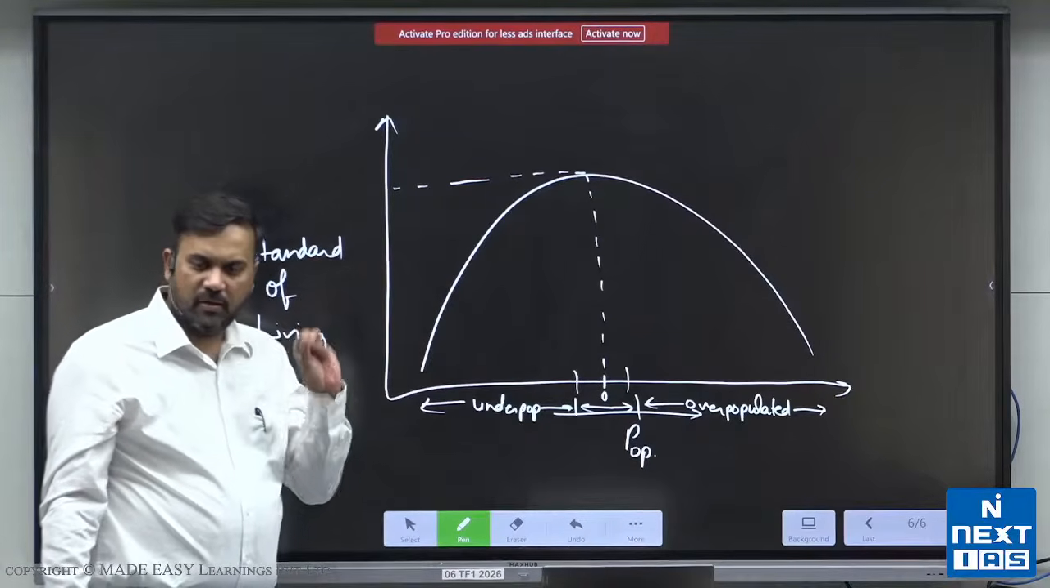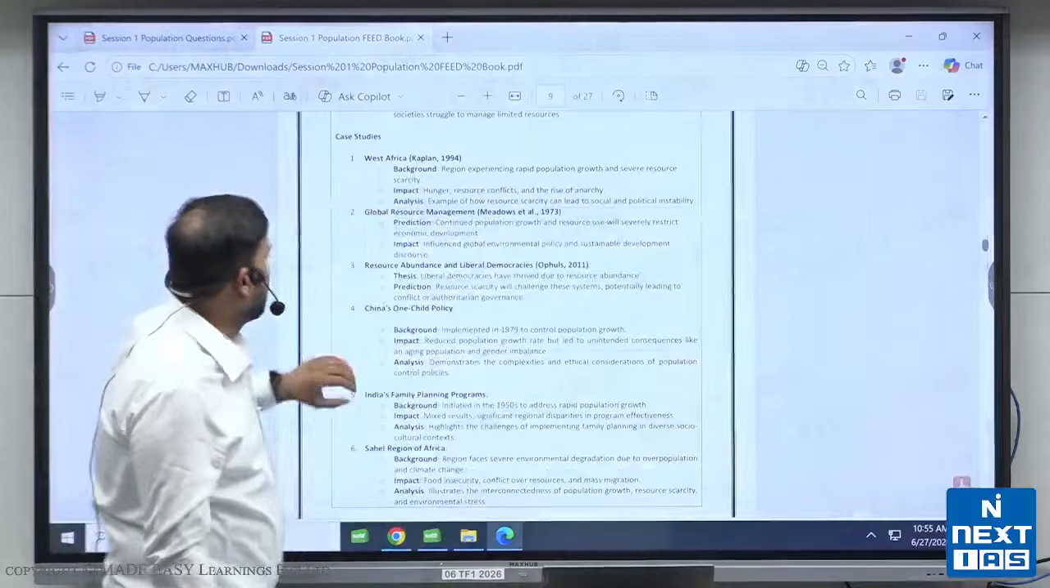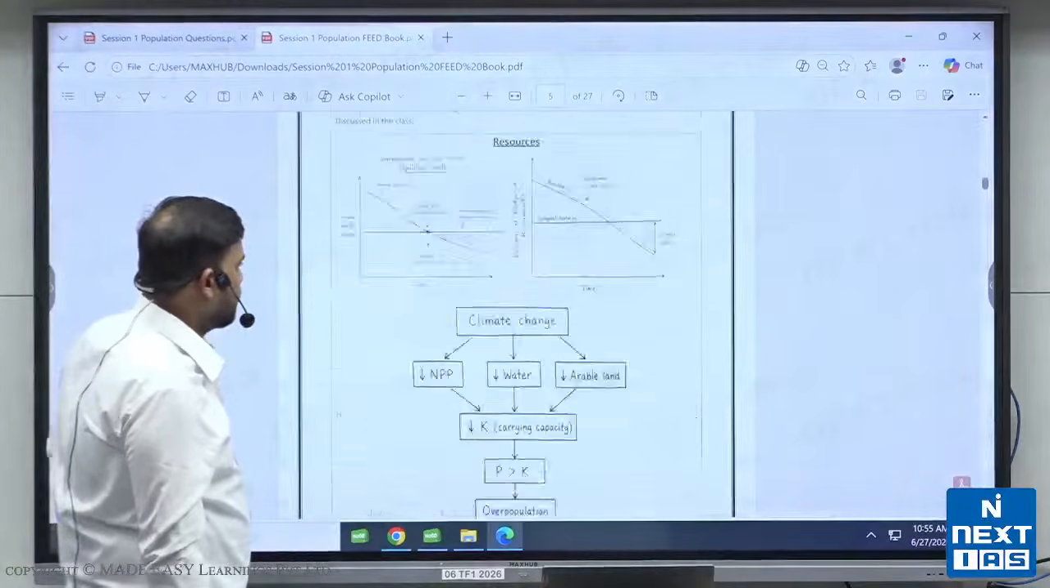So simple सी बात है, optimum population क्या है? It is, as I told you, I have given a little bit in the material about these.